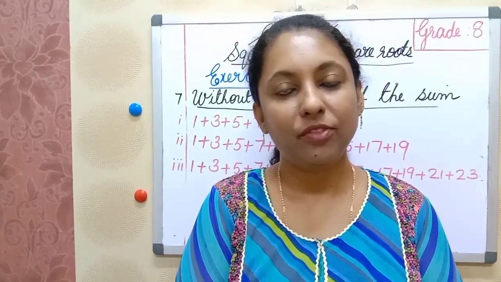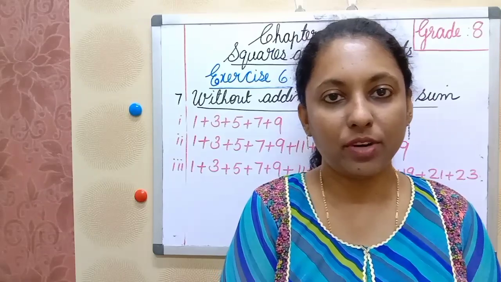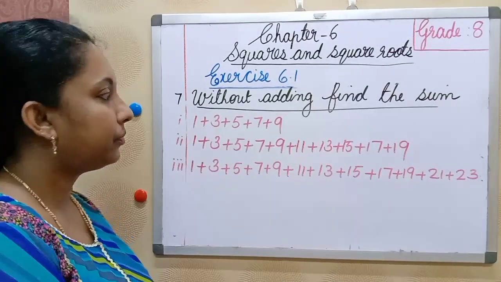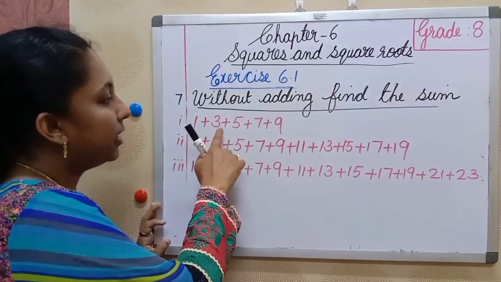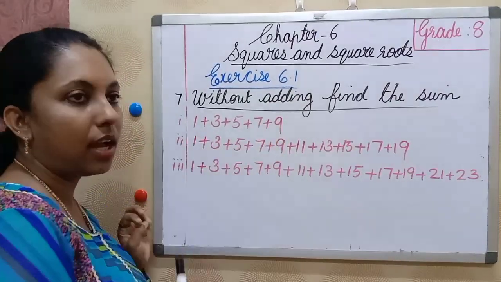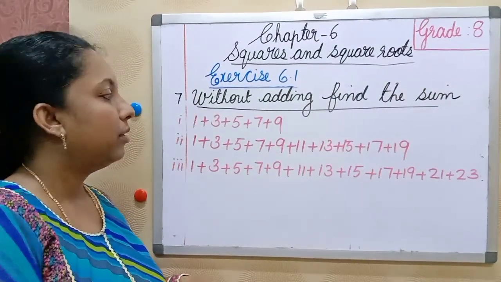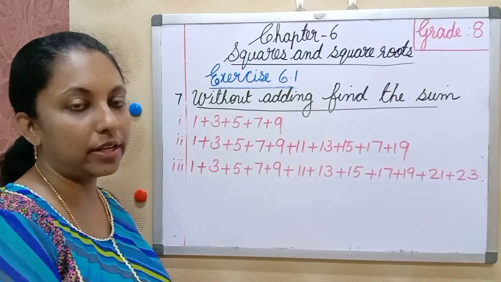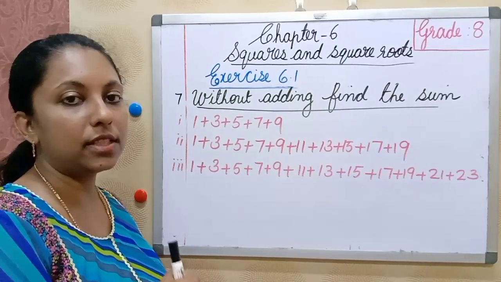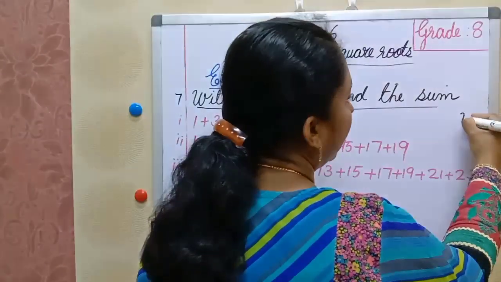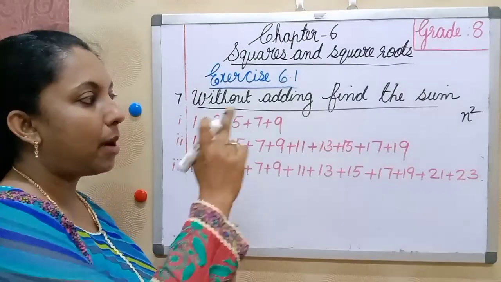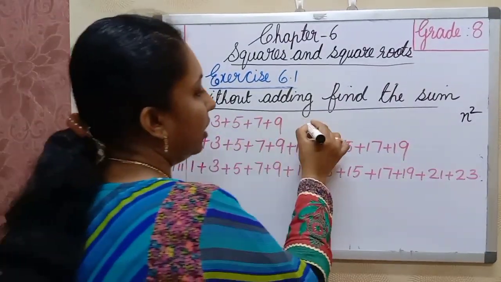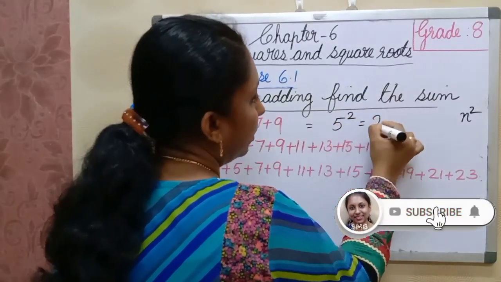Maths book. We can continue exercise 6.1. Without adding, find the sum. See here, 1 plus 3 plus 5 plus 7 plus 9. These are odd numbers. What is the sum of first n odd natural numbers? Previous class we discussed already. What is the sum of first n odd natural numbers? N square. Okay, n is the number of odd numbers. See here, 1, 2, 3, 4, 5 odd numbers are there. So 5 square. 25 is the answer.